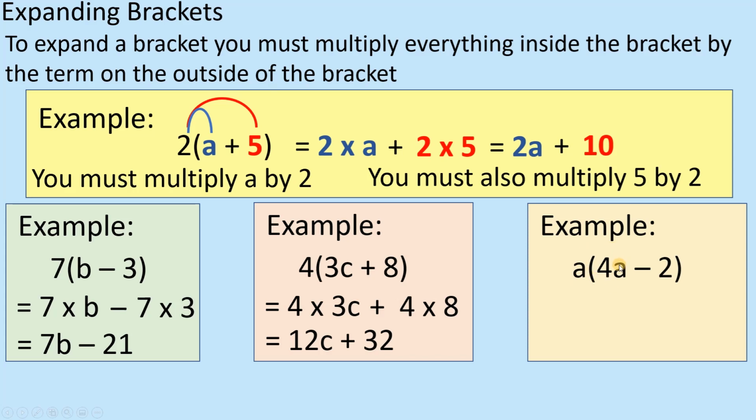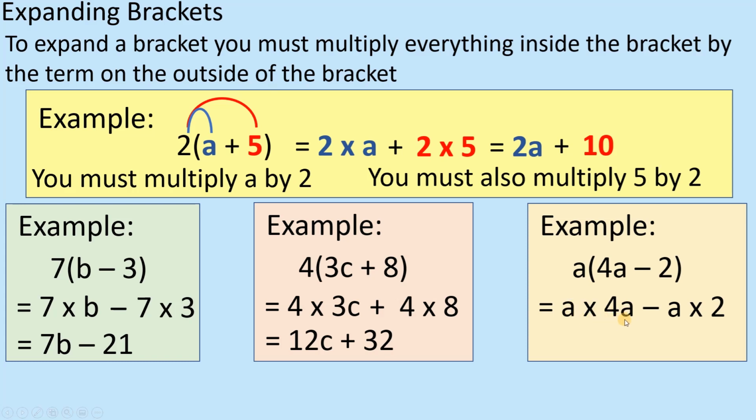So we're going to do a times 4a, and then take away a times 2. So right, let's write those two things down. So a times 4a, like I said, take away a times 2. Right, so this one is the more awkward one. In terms of the numbers, we've only got the 4, so the 4 has got to remain. But we've also got a times a. Well, a times a, the only way I can write that differently is a squared.